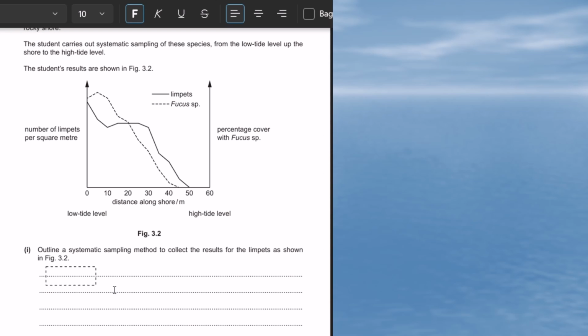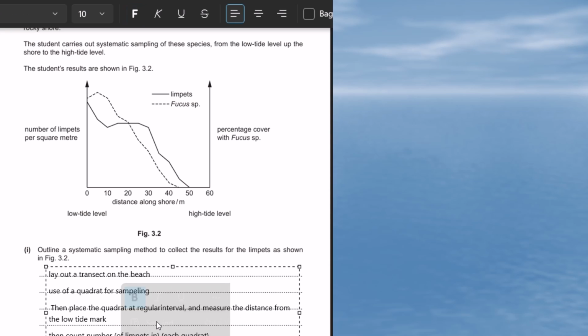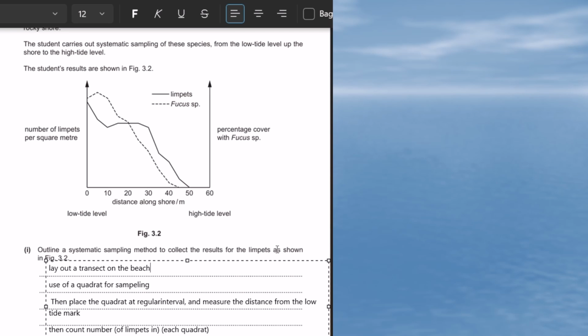So the way I would write an answer like this is something like this. I would start out by laying out a transect on the beach, and then I use the quadrats for sampling, as we do in 5.1 and 5.2. I would then place a quadrat at regular intervals and measure the distance from the low tide mark, as you can see here, the low tide to the high tide, and I'll then count the number of limpets and also the amount of algae cover in each quadrat. And from that, I can get my data here.